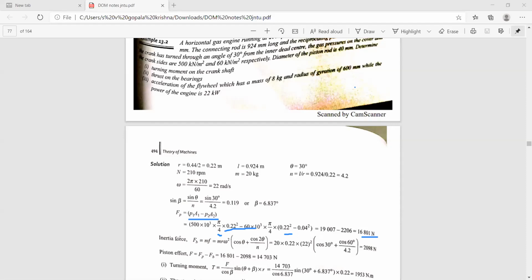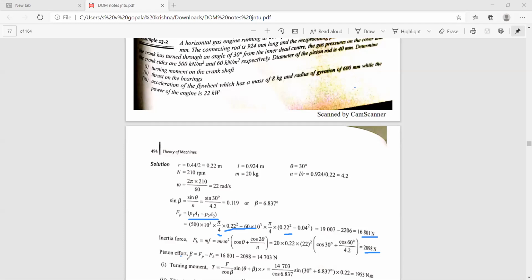Now going to take the inertia forces. The inertia force is represented with FB. FB equals m omega square r into cos theta plus cos 2 theta by n. Substituting the values: m is 20 kg, r is 0.22, omega is 22 radian per second, and cos 30 plus cos 60 by 4.2. Then we get 2098 newtons.